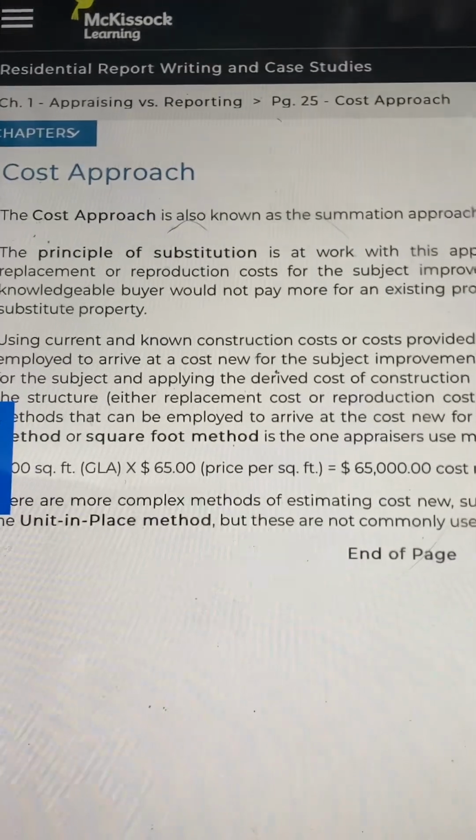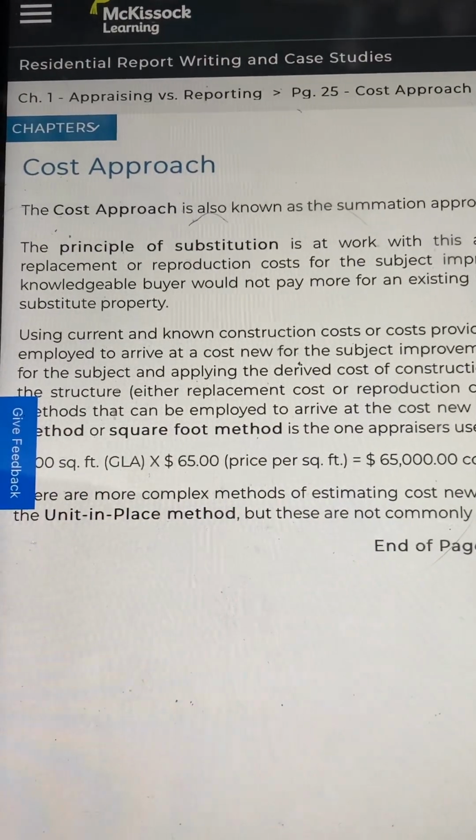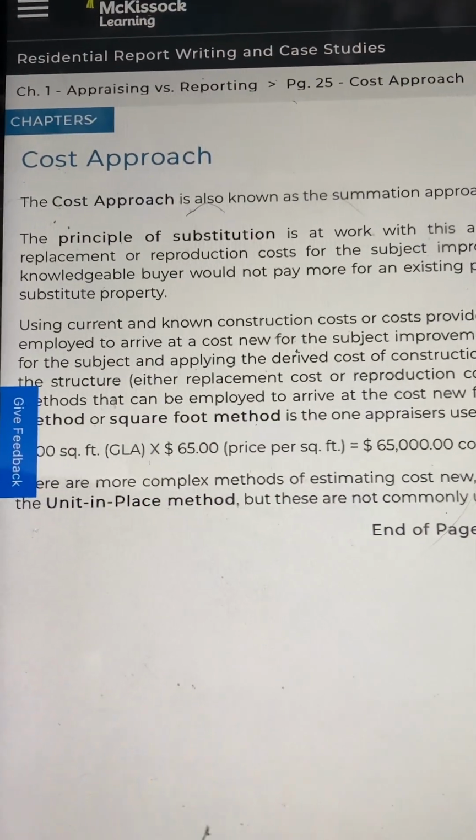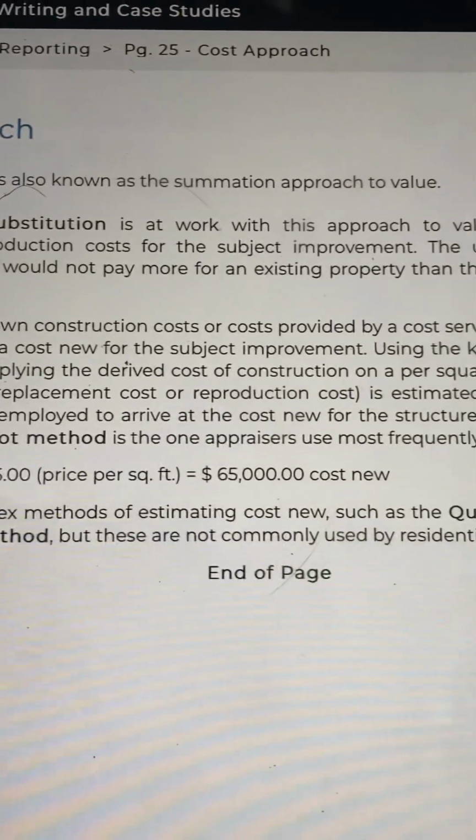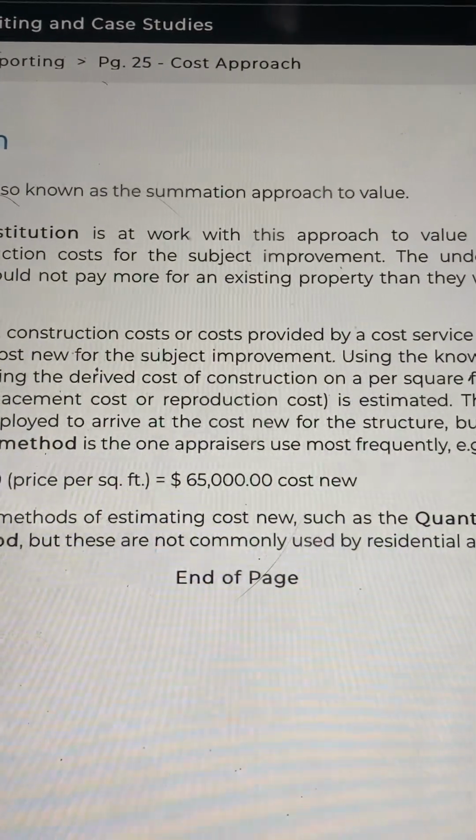Residential Appraisal Report Writing and Case Studies, Chapter 1, Appraising versus Reporting, page 25, Cost Approach. The cost approach is also known as the summation approach to value.